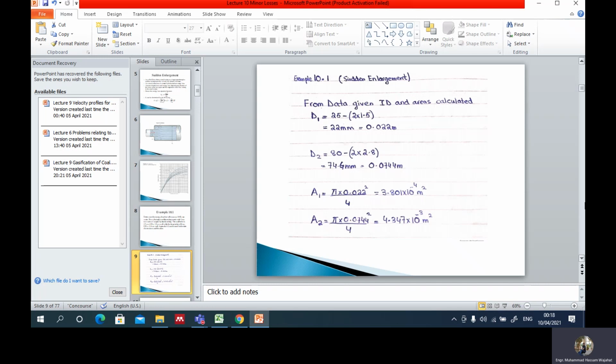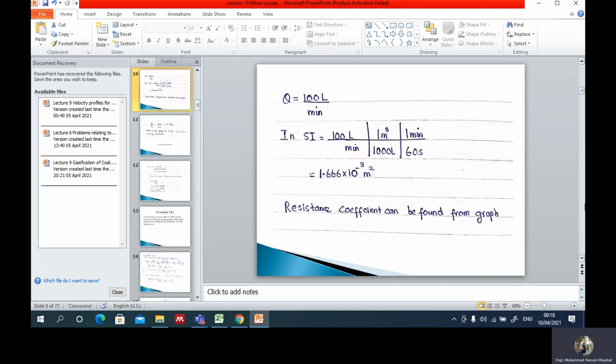From the data given, I know my D1, I know my D2. I can easily calculate A1, either I copy it from the data or simply do pi d square upon 4. दोनों एरियाज मुझे मिल गई. फ्लो रेट ऑब्वियसली चेंज नहीं होता, I convert the flow rate into SI. Now I find out the resistance coefficient.